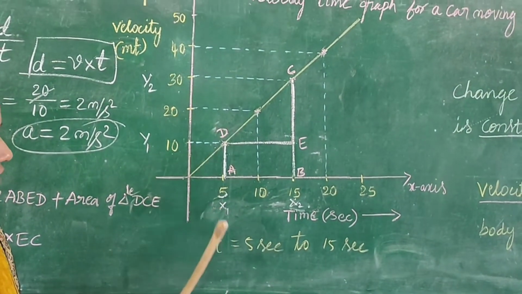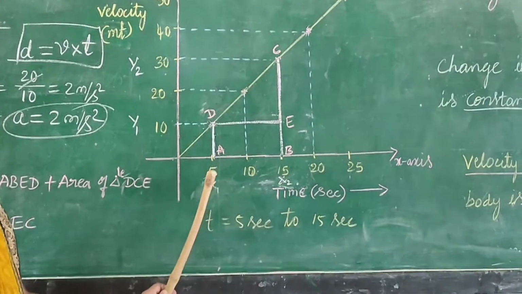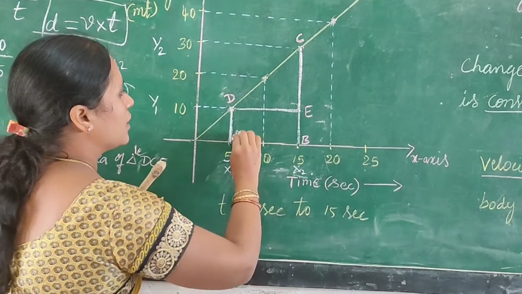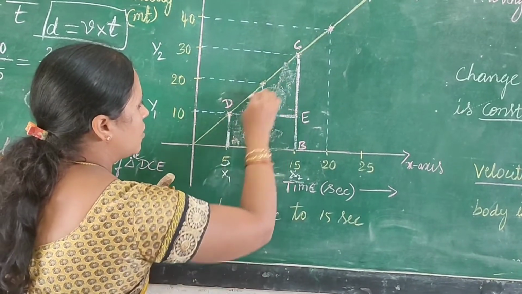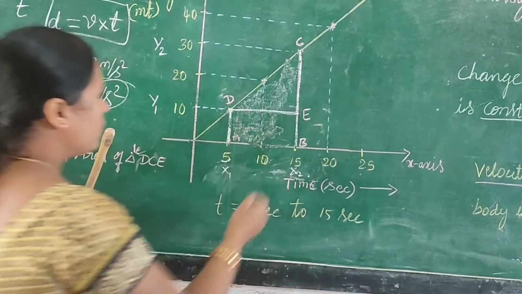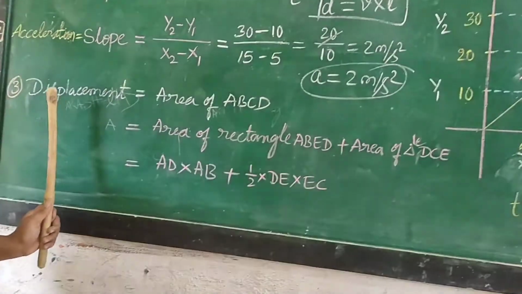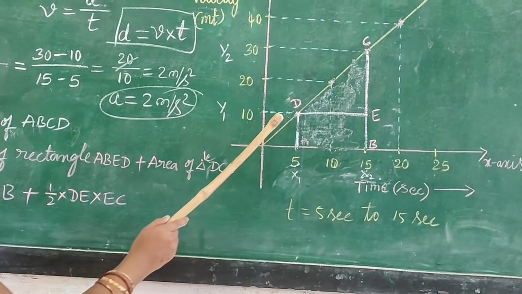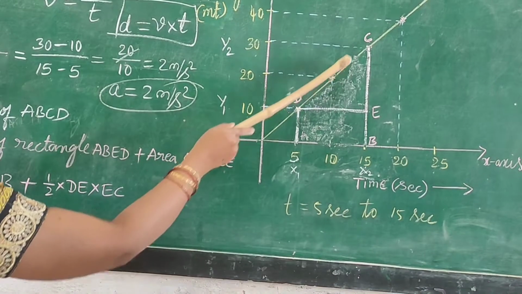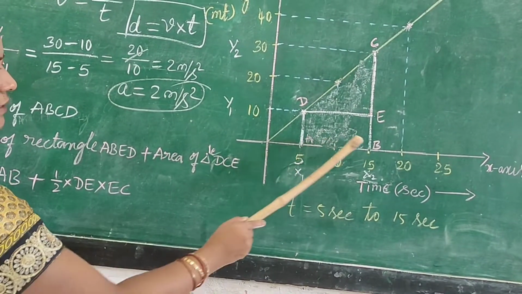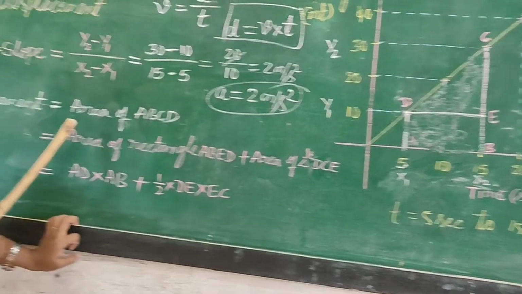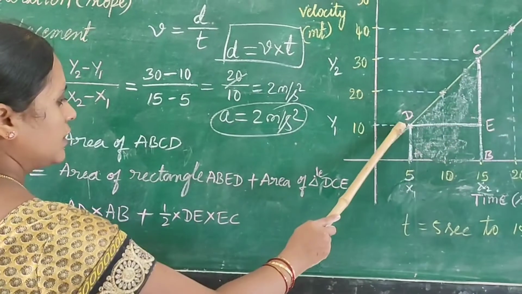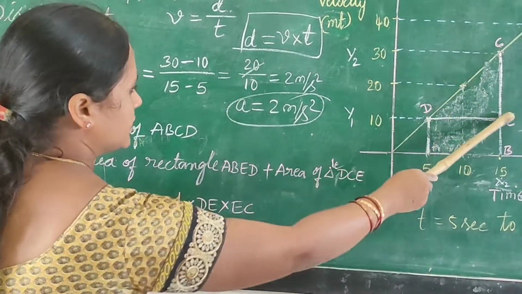So what is the displacement from 5 second to 15 second? You can draw a perpendicular line. Now I want to find this area. So how to find the area? Displacement is equal to the area of ABCD. So this area is divided into two shapes. One is the triangle CDE, another one is the rectangle ABED. So the area of ABCD is equal to the area of rectangle ABED plus the area of triangle DCE.